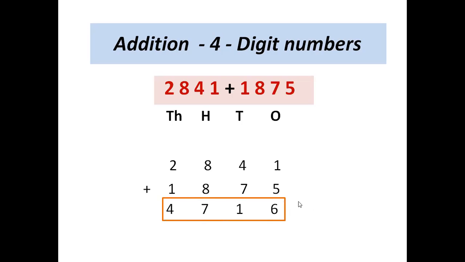All right. The answer what we have got is 4,716. Okay. So let's add one by one from the smallest place value. 1 plus 5 gives us 6. Okay. Now tens place value 4 plus 7 will give us 11. But here it is written 1. Where is the other 1 gone?